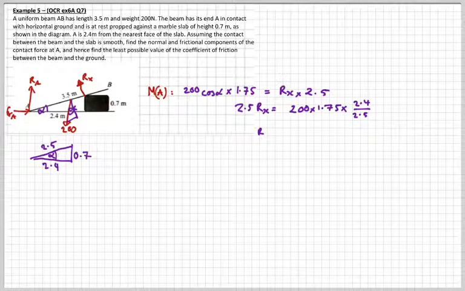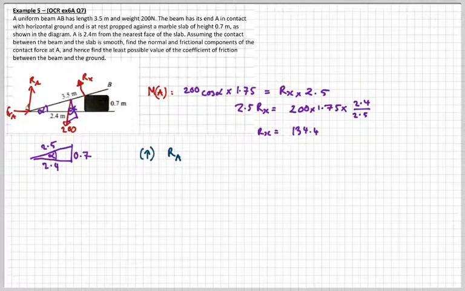Now to find R_X, you put this in your calculator, divide by 2.5, and you get R_X is 134.4. Nice. Now all we need to do is find R_A and the friction at A. So we're going to resolve vertically and horizontally to do that.